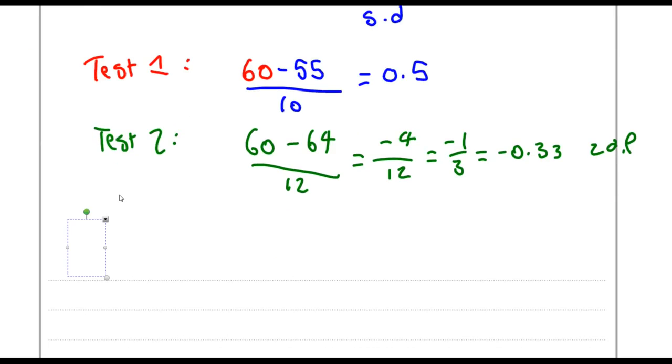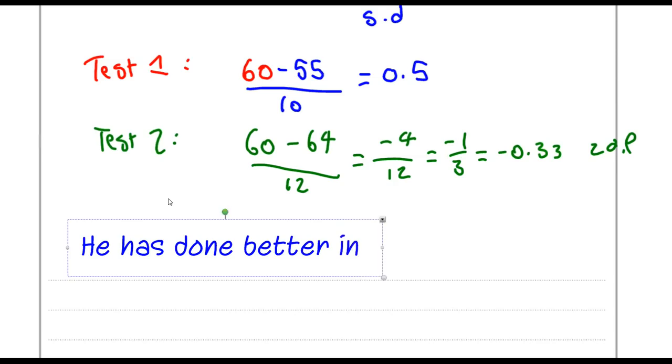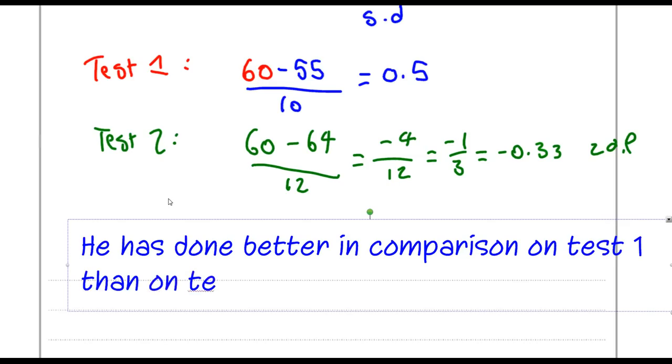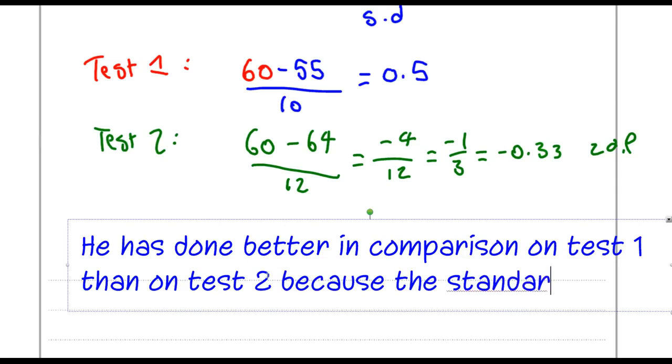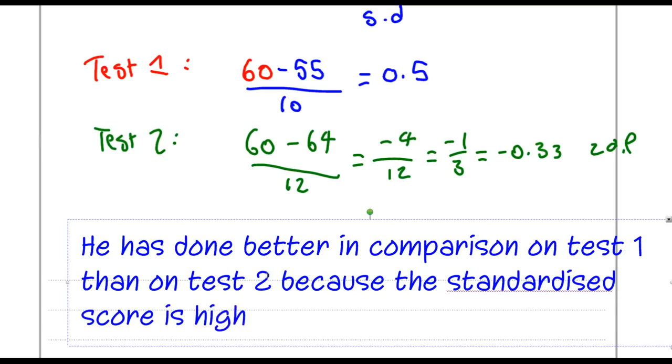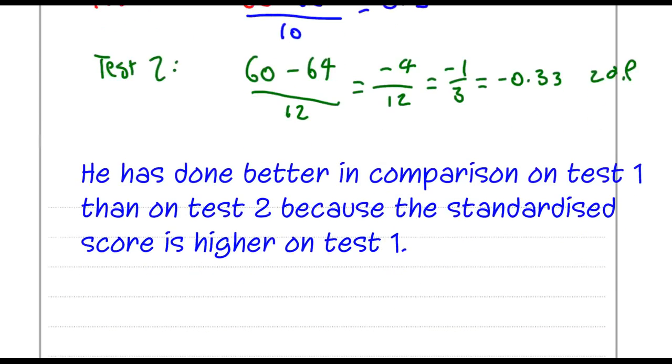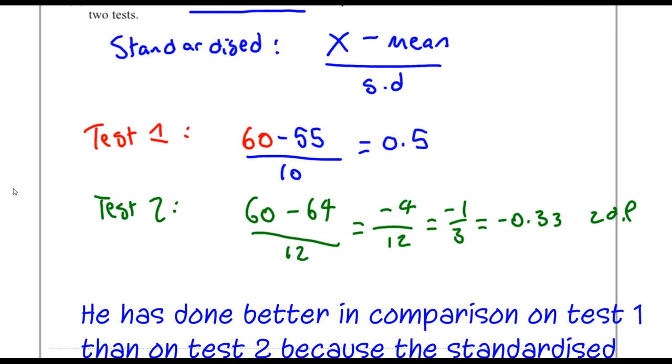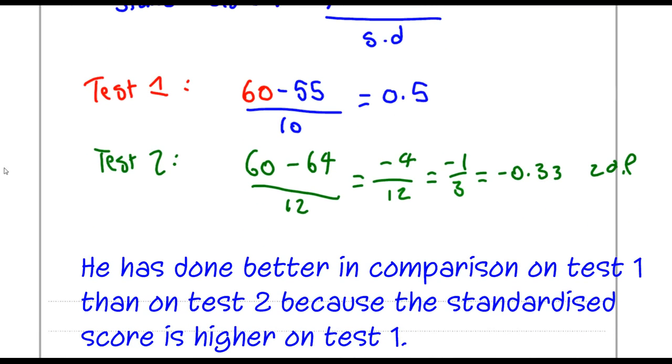A positive score says that you've done better than average. Negative score says you've done worse than average. So in test 2 he's done worse than average. Test 1 he's done better than average. Okay, so he has done better in comparison on test 1 than on test 2. Because the standardized score is higher on test 1. Cool. Okay, anything else? 5 marks for that, because there's a fair bit of work to get your 2 values and then to write the little comparison.